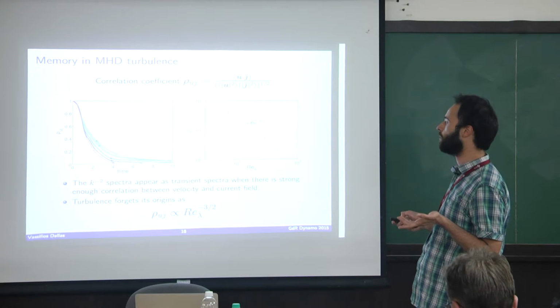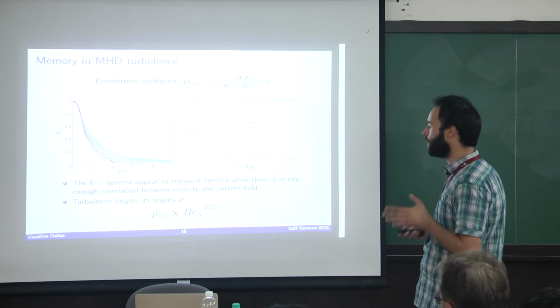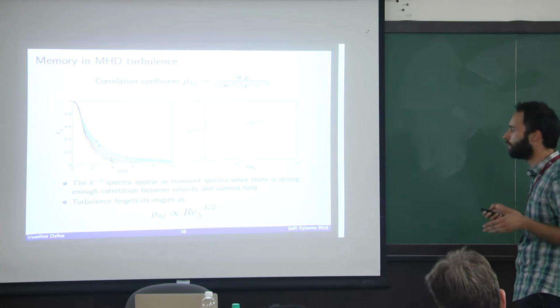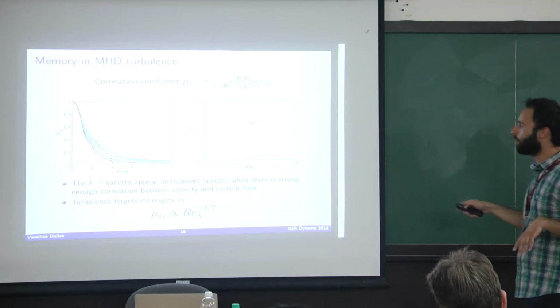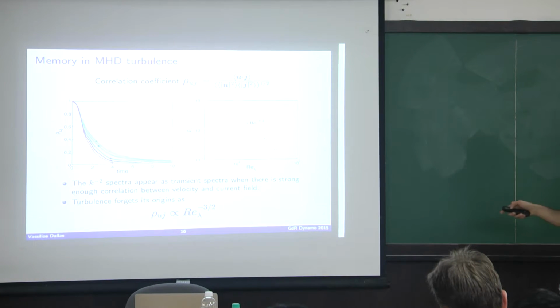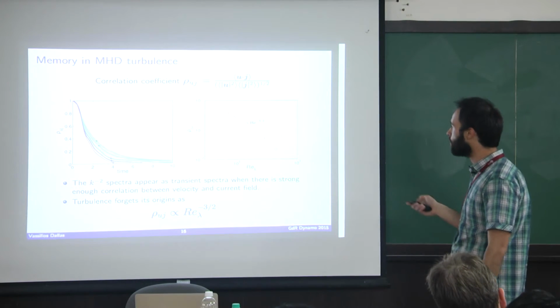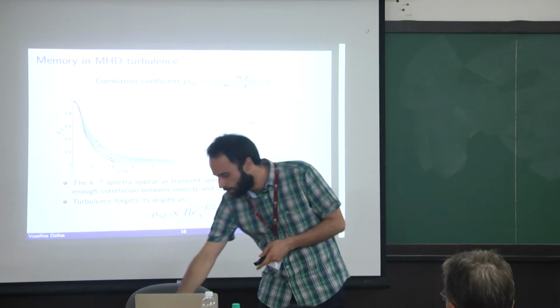You can see that for the low Reynolds numbers, the correlation between U and J is strong enough, and we had this -2 spectrum. However, here the correlation is very small, and that's why we deviate from the -2. Here on the right-hand side, I'm plotting the correlation coefficient at these times for different Reynolds numbers, and they seem to follow a power law, which is Reynolds number to the -3/2. And this is, let's say, how the memory is forgotten in MHD turbulence, in this case.